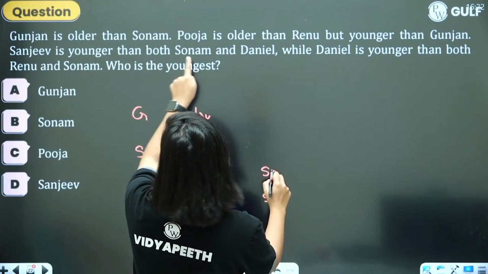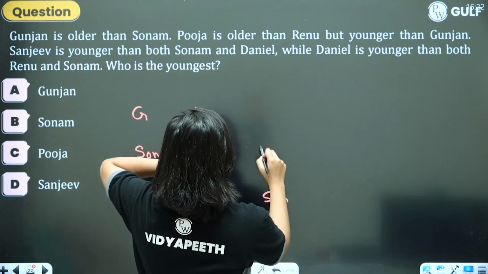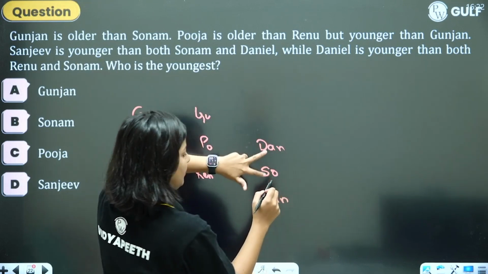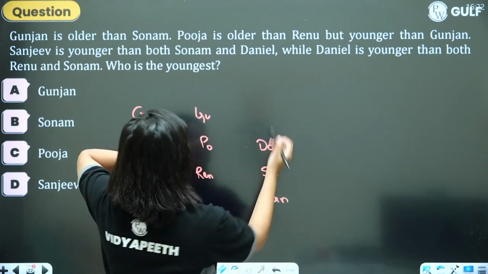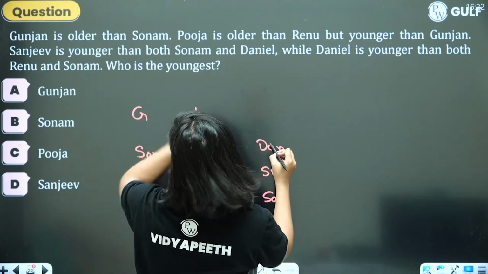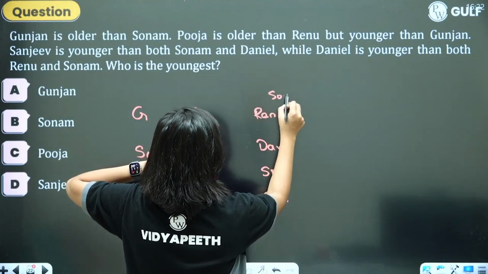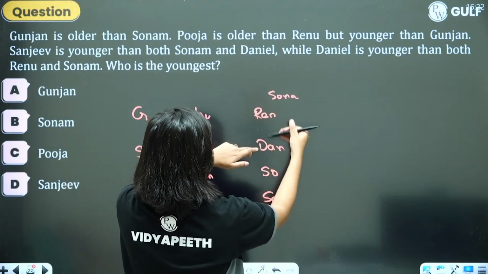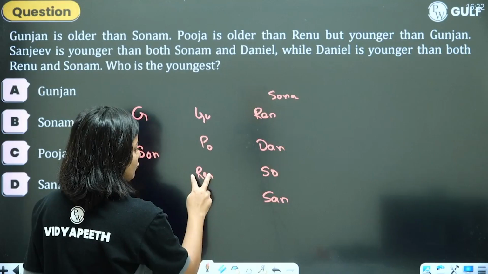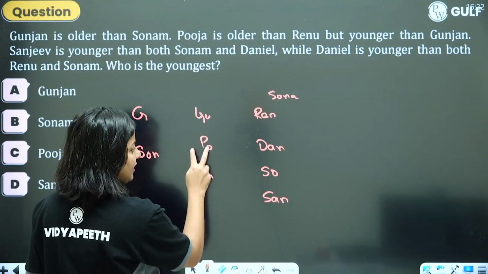And Daniel. So that means Sonam and Daniel are elder than Sanjeev. While Daniel is younger than both Renu and Sonam. Now look at this. Renu is younger than Pooja.